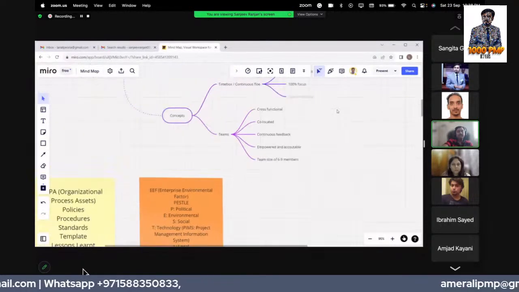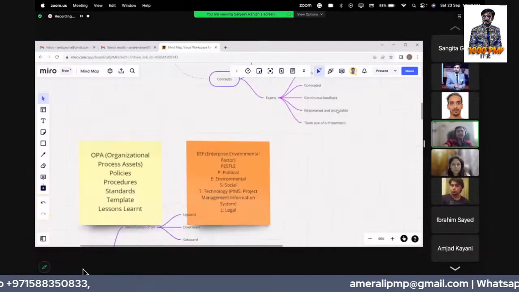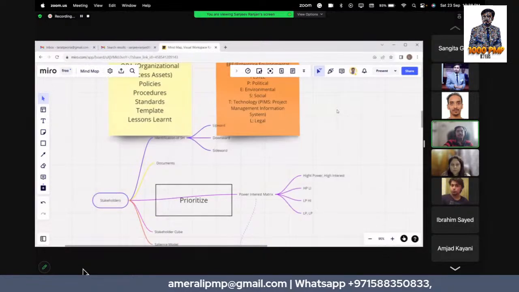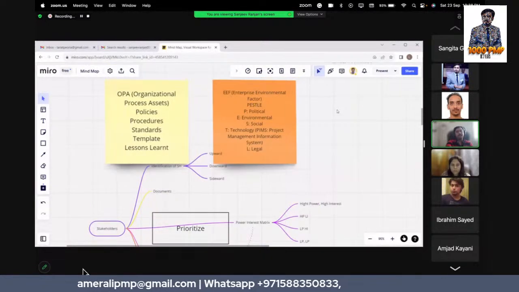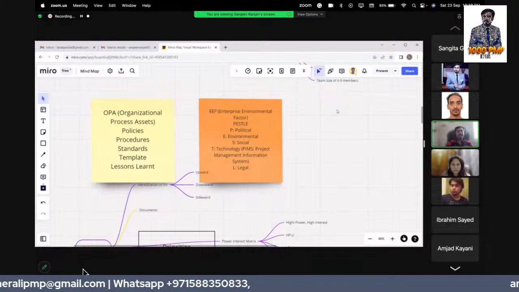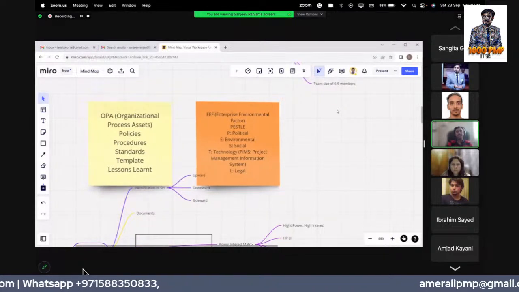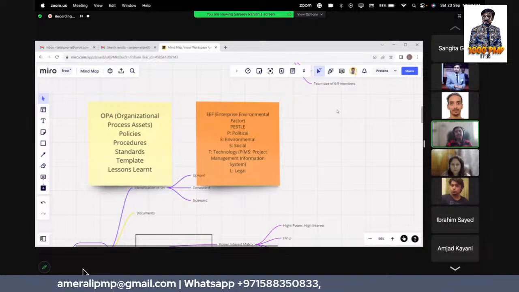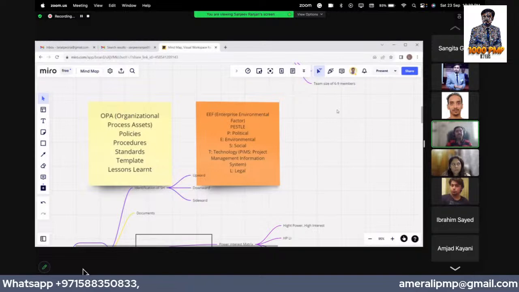Okay. So now, stakeholders. Before that, OPA, or organizational process assets. We have mostly 5: policies, procedures, standards, templates, lessons learned. And EEF, enterprise environmental factors. That's PESTLE: political, environmental, social, technology. Inside technology, we have PMIS, project management information system, and then legal.